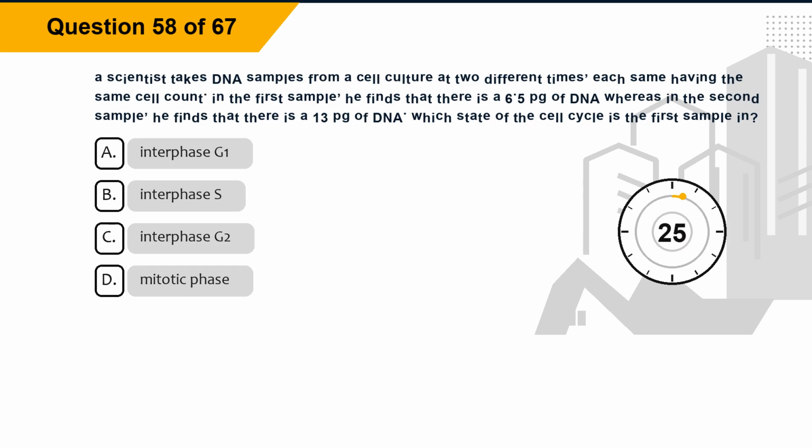Question 58. A scientist takes DNA samples from a cell culture at 2 different times, each having the same cell count.